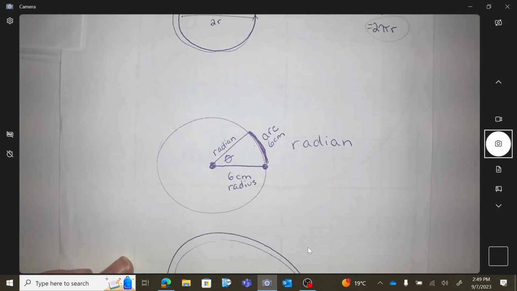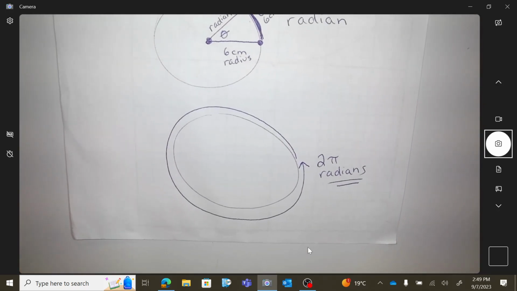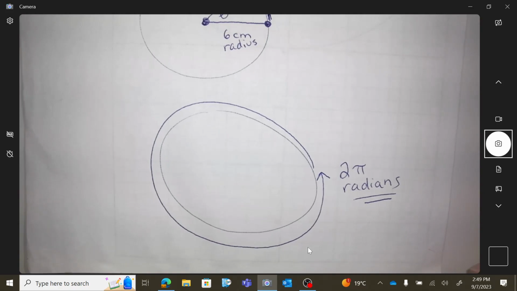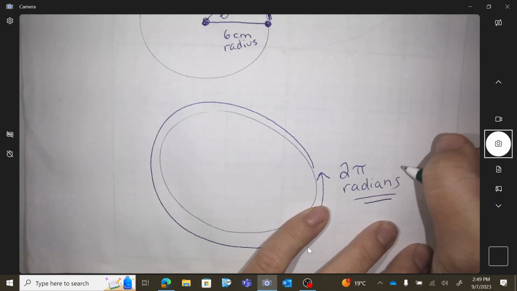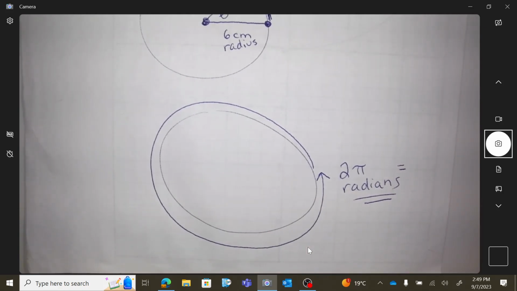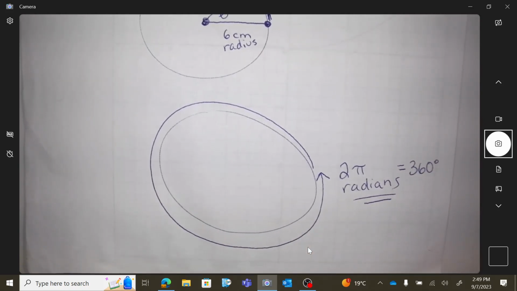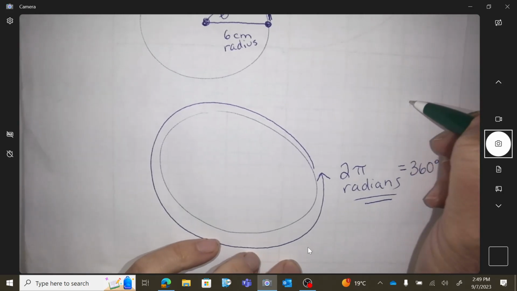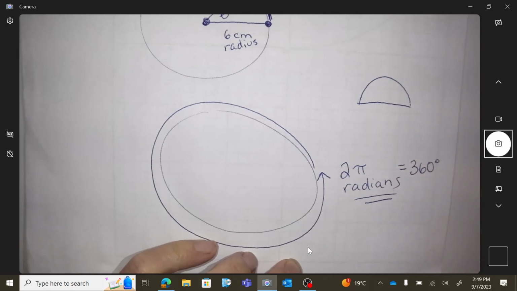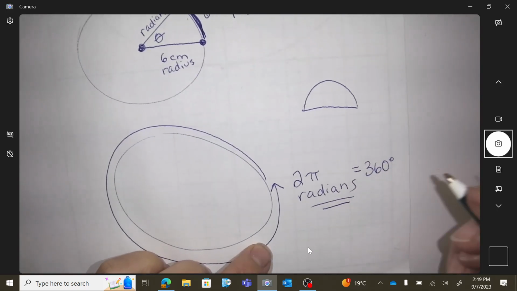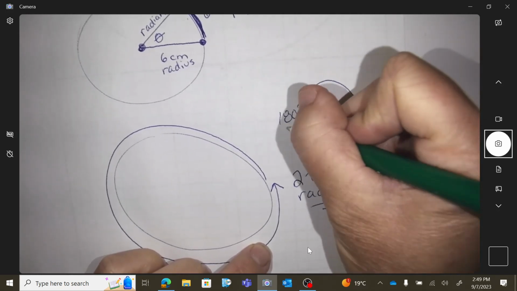And radians is now our new language. Instead of talking in degrees, we're going to talk in radians. Does anybody know how many degrees are in a whole circle? 360 degrees. Okay, so 2 pi radians on the whole circle is equivalent to the 360 degrees on the whole circle. What would a half of a circle be then? 180 degrees, or how many radians? Just 1.